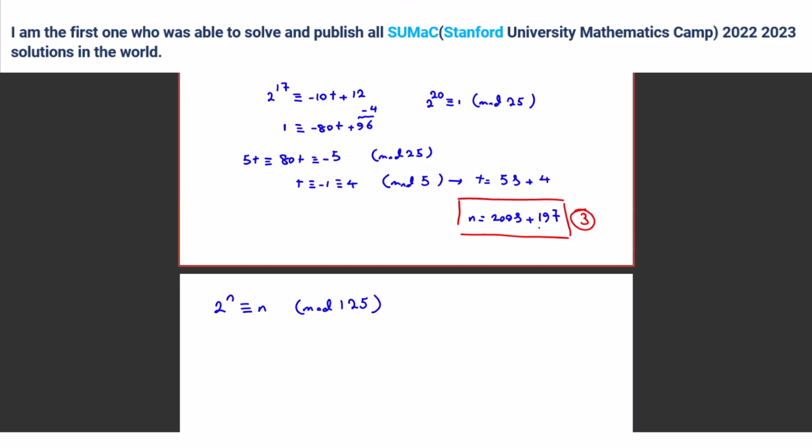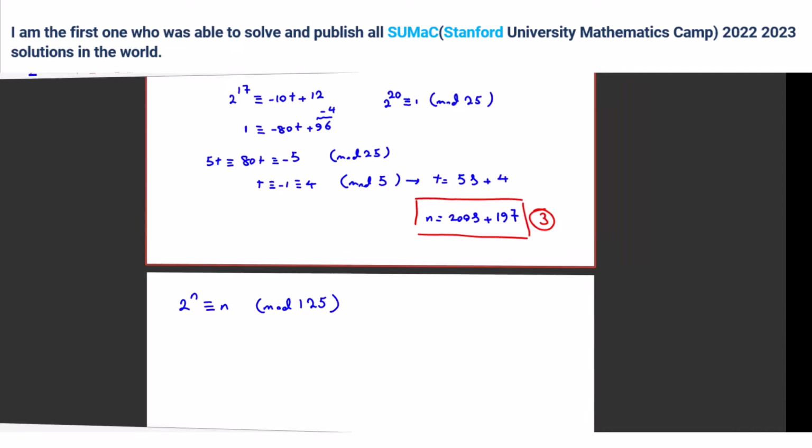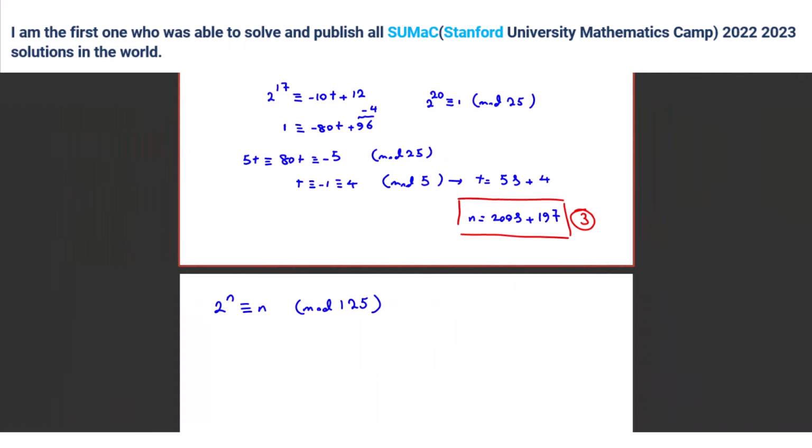N is 200s plus 197. Try to see what S would be, and then what n would be. Okay, I got 25,000u plus 12,797. I think you had a careless mistake. So can you explain your solution?